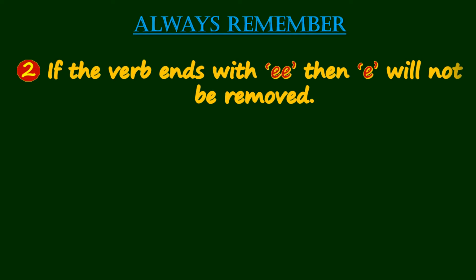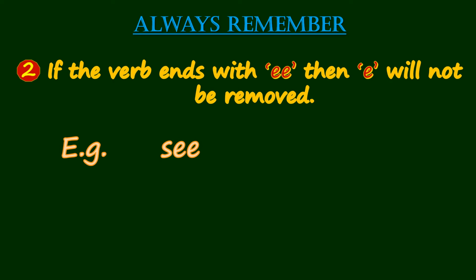Simple enough. But if the verb ends with double E, that means in case your verb is ending with 2 E's, then in that case you will not cut E. E will not be removed. You will simply add ing. For example, see, S-E-E.